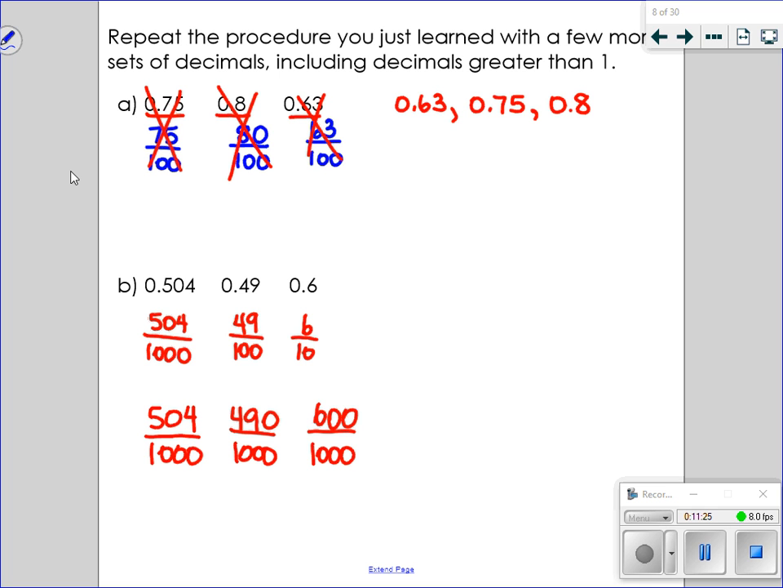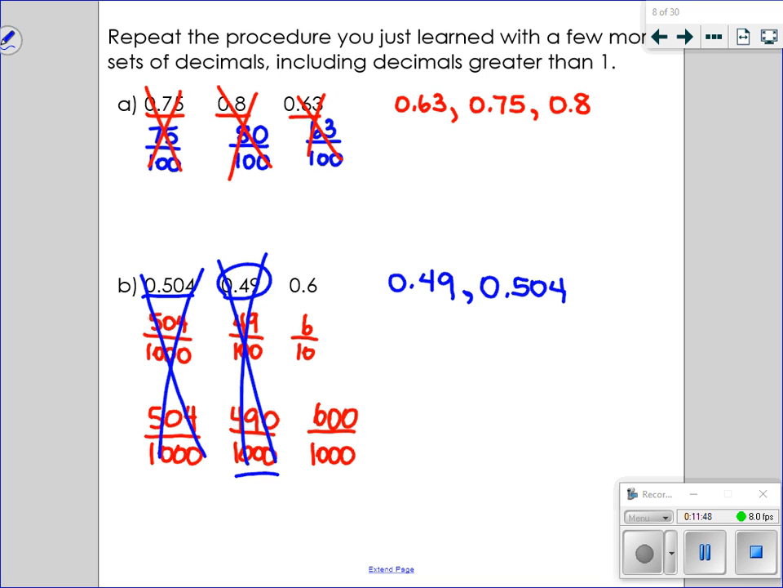Okay, which number is the smallest number there? 490 thousandths. Going back to its original form, that was 0.49. Okay, that one's dealt with. Which number is the next biggest? 504 thousandths. So I go back to its original decimal form, 0.504. And the largest number there then would be 600 thousandths, which if I go back to its original decimal form, 0.6.